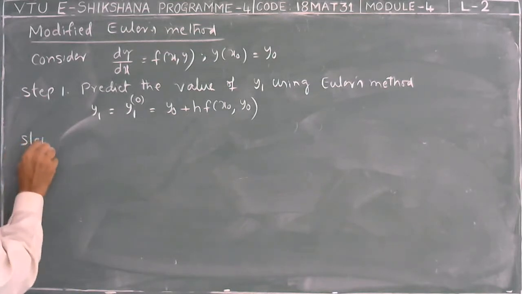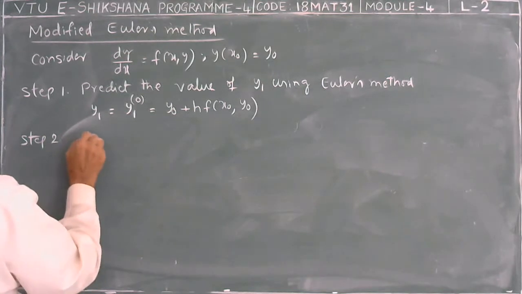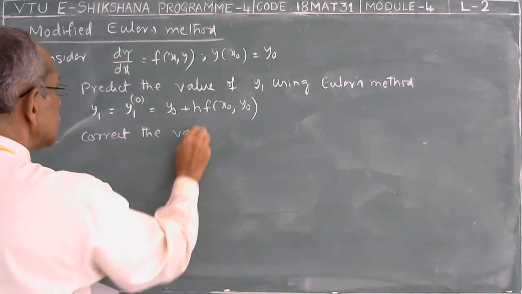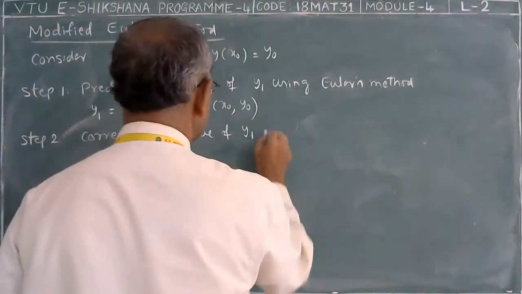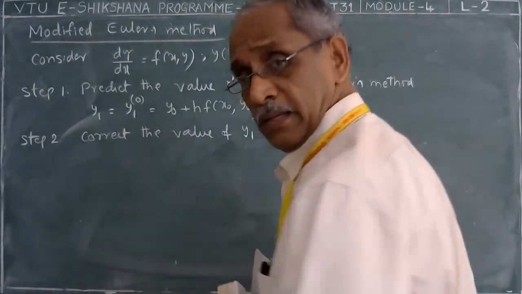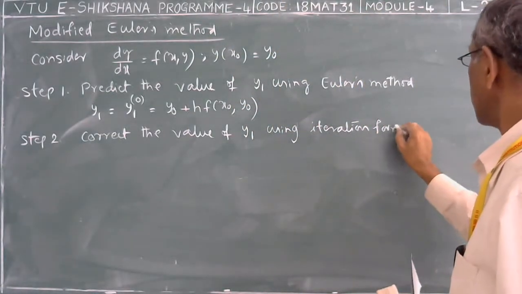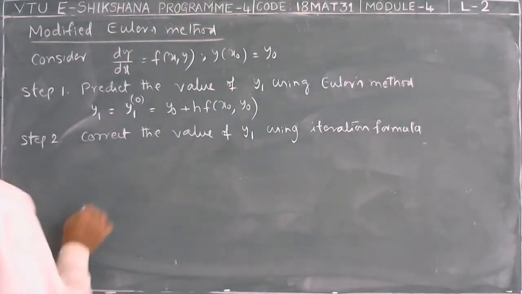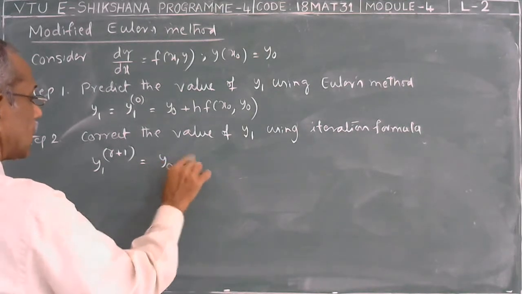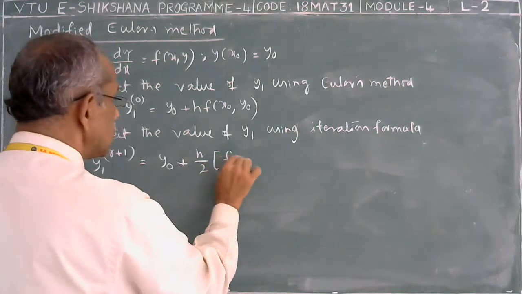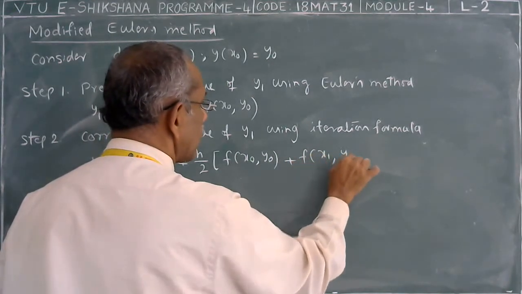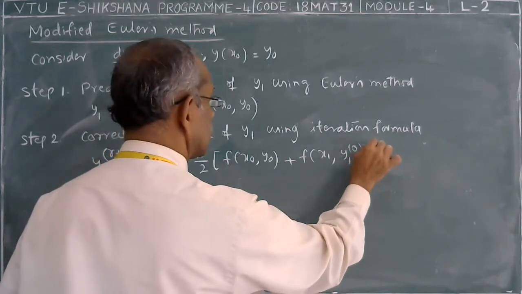Then in step 2, we correct this. This will be a crude value, so we correct this one. Step 2, correct the value of y1 using the iteration formula: y1 (r plus 1) is equal to y0 plus h divided by 2 into f of x0 comma y0 plus f of x1 comma y1 (r), with y1 0 as the starting value. Okay.